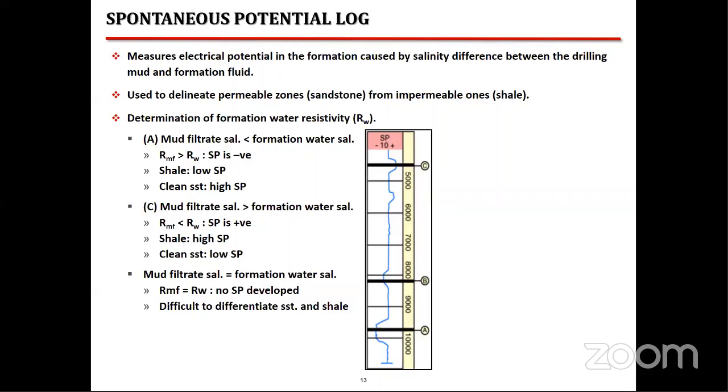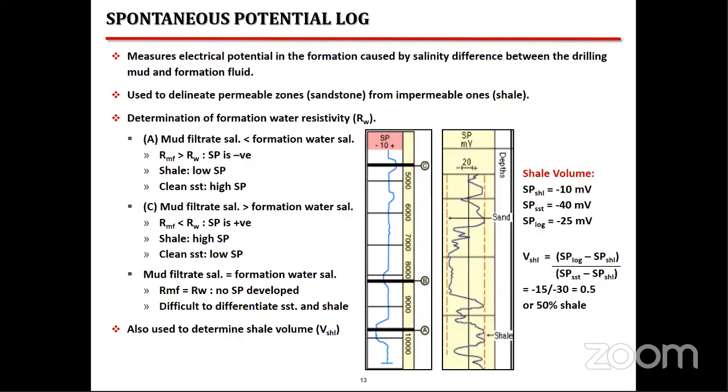SP logs can also be used to calculate the shale volume, or the V shale content, in a formation. In order to calculate shale volume, the SP shale and SP sandstone values are obtained from the logs. These are the SP values obtained from pure shale and sandstone zones within the whole drilled formation, while the SP log reading is the SP reading at a particular depth of interest. Once these values are determined, volume of shale can be determined at the depth of interest by using the formula given.